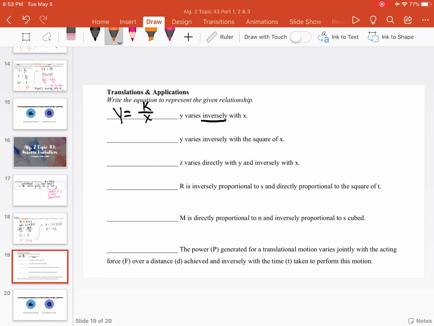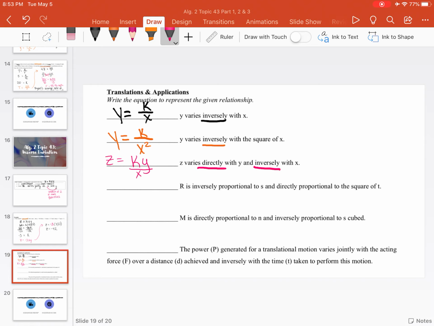Next, y varies inversely with the square of x, so a little bit different. Y equals k divided by, now instead of just x, this is going to be x squared. Z varies directly with y and inversely with x. So z is going to equal k times y, but divided by x because it varies inversely.